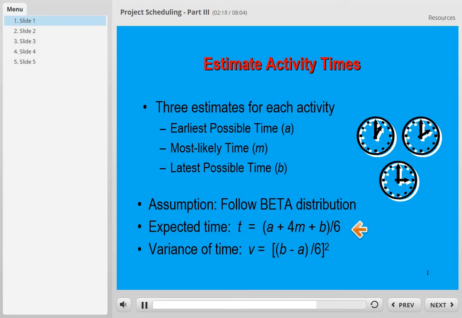The expected time for an activity is T equals A plus 4 times M plus B, divided by 6. So A, M, B comes from here. The variance is V equals B minus A divided by 6, and take a square. Now B minus A comes from here. Let's use an example to learn this.